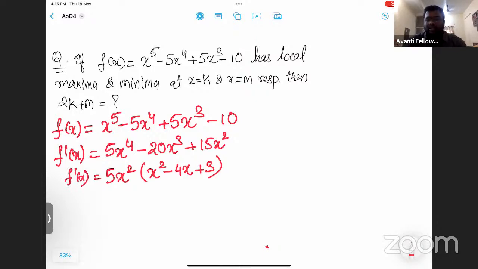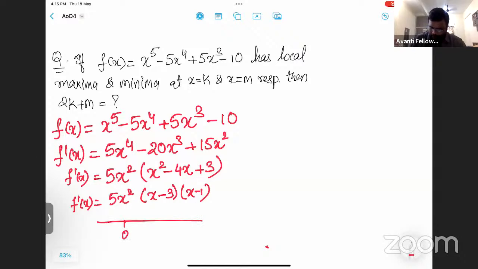Now the next thing is we need to find the critical points. Factorize this equation, keeping 5x square as it is. I guess this will be x minus 3 and x minus 1. What are the critical points we are getting here? 0, 1 and 3. We'll plot that on the number line. Now the wavy curve method.